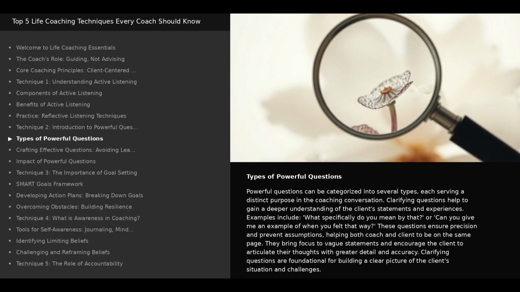Examples include, "What specifically do you mean by that?" Or, "Can you give me an example of when you felt that way?" These questions ensure precision and prevent assumptions, helping both coach and clients to be on the same page. They bring focus to vague statements and encourage the client to articulate their thoughts with greater detail and accuracy. Clarifying questions are foundational for building a clear picture of the client's situation and challenges.